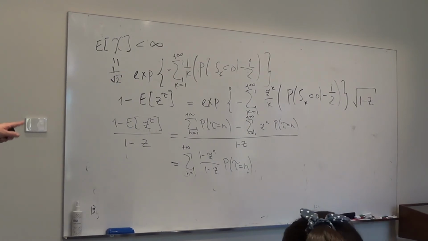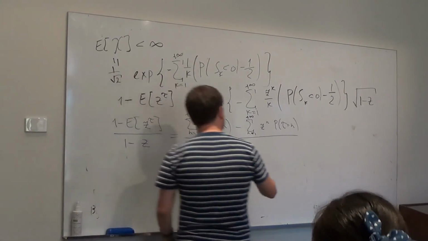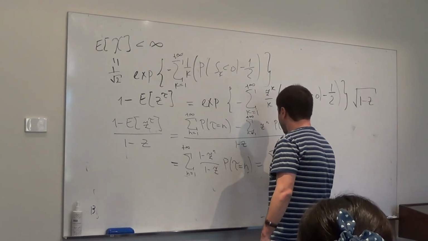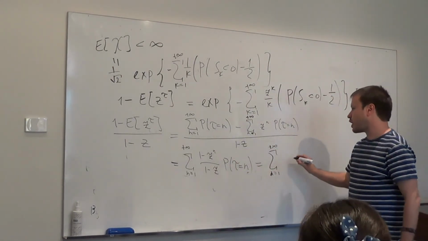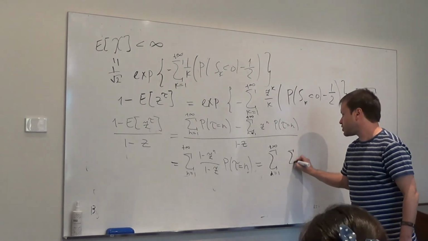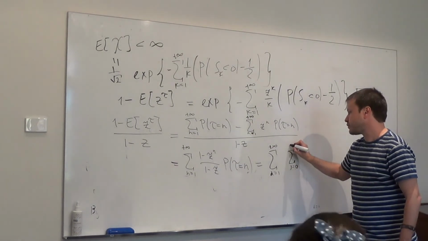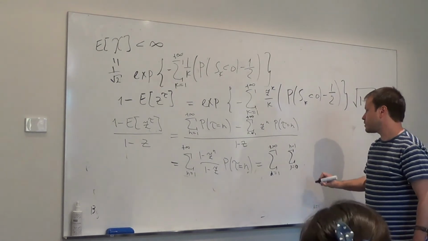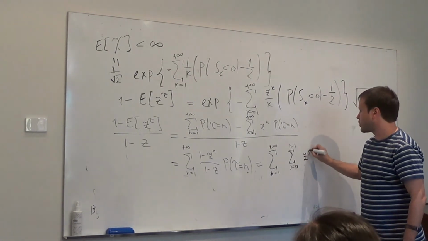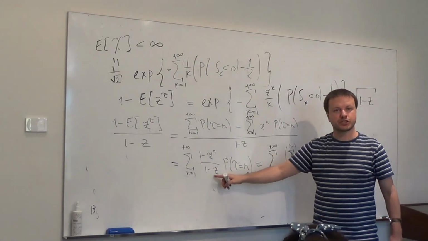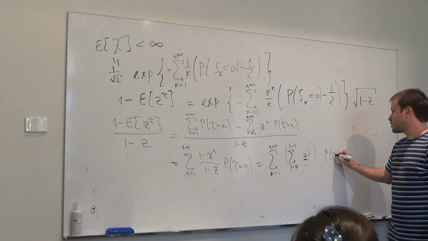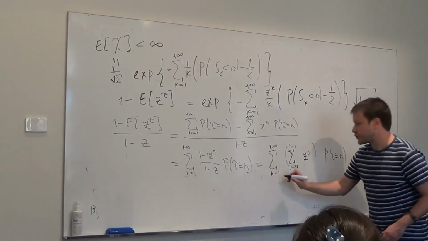Okay, now you can recognize that's the sum of a finite number of geometric series. So I have the sum from 1 to plus infinity, and here the sum changes from 0 to n minus 1 of z to the power j. So that's what my ratio is, times the probability that tau is equal to n.